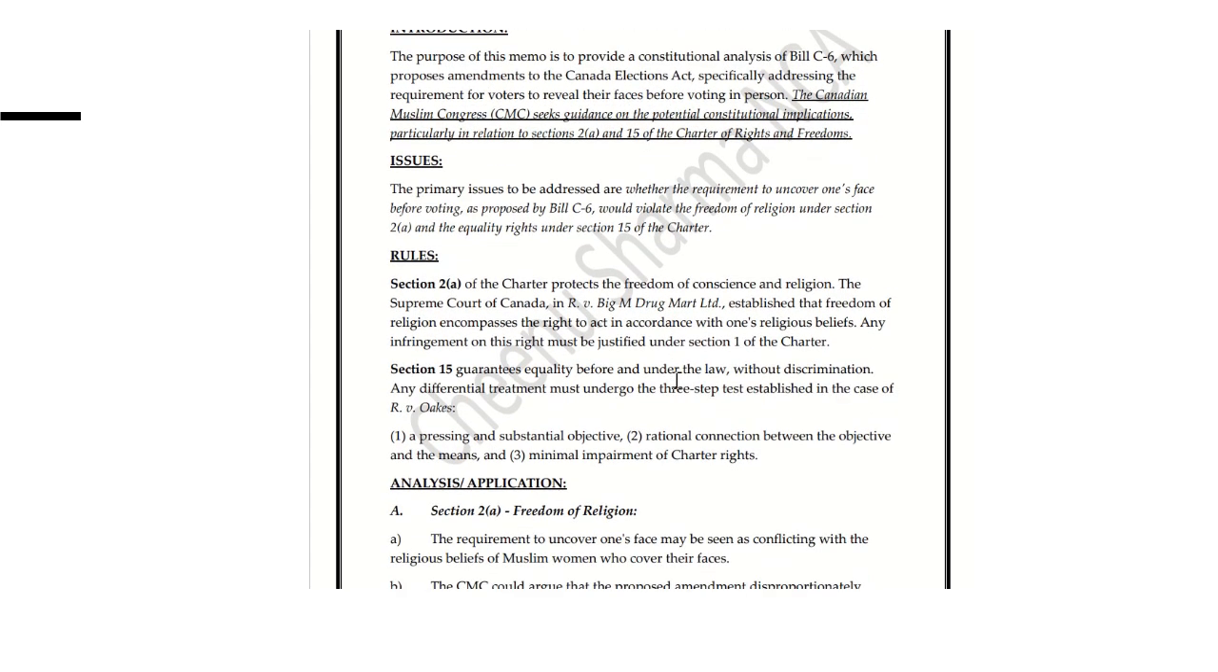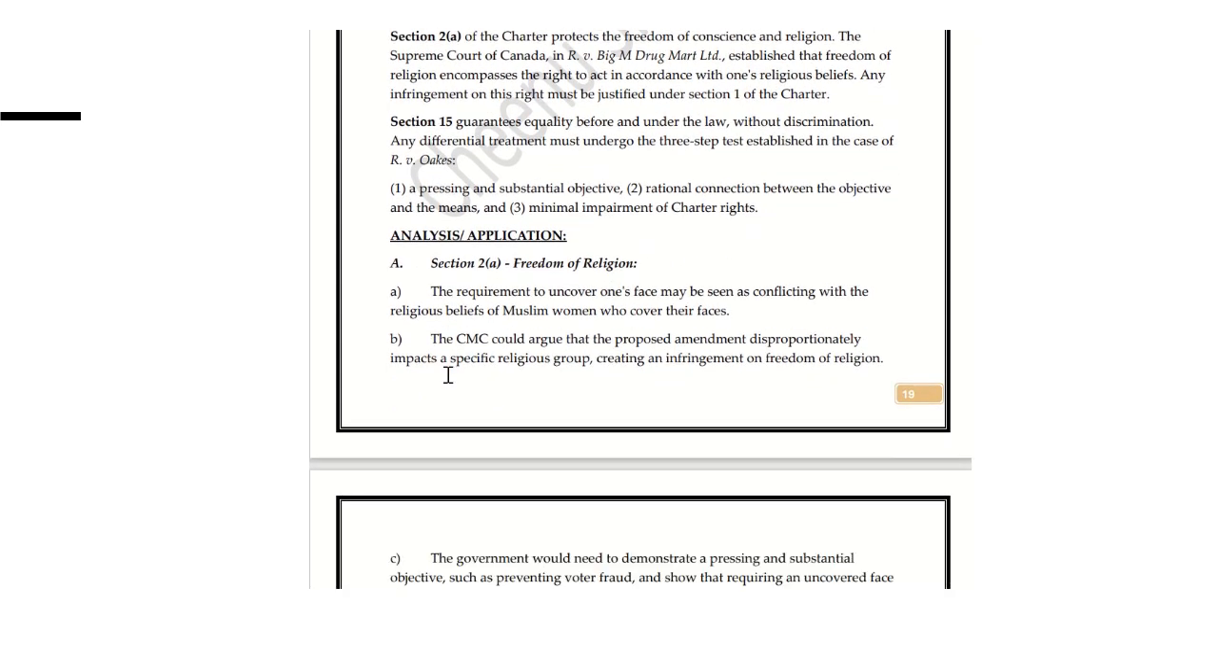So what are the issues? The primary issues to be addressed are whether the requirement to uncover one's face before voting, as proposed by the bill, would violate freedom of religion and equality rights. For this we have two rules: Section 2A, then Section 15. Then you can just mention briefly, here we have one landmark case of R versus Big M Drug Mart. Then here we have R versus Oakes, in which we have a 3-step test. So just give a brief.